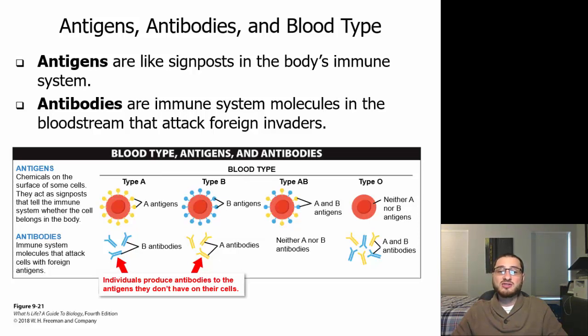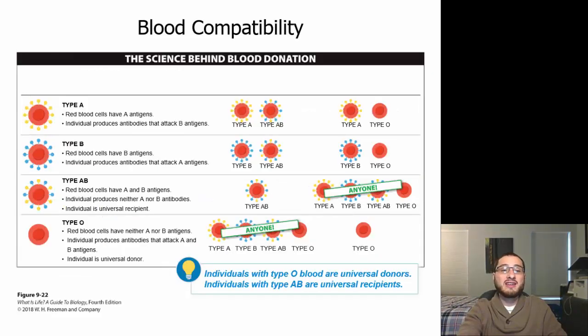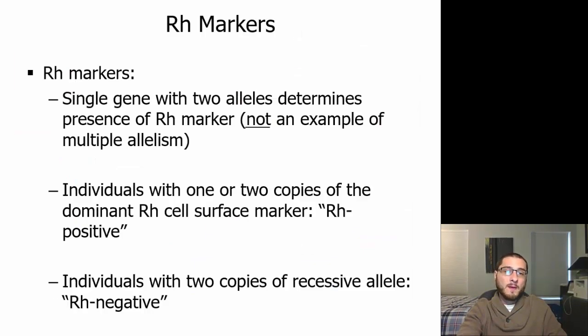So we want these antigens in order to flag the cells that are ours, and to be able to recognize the cells that are not ours. So we see things like the ABO system. We also see positive or negative. That's the RH factor, or RH markers. A single gene with 2 alleles determines the presence of the RH marker, not an example of multiple allelism.